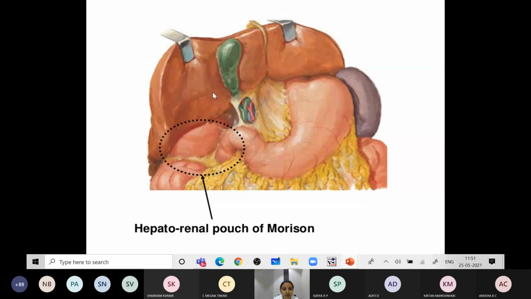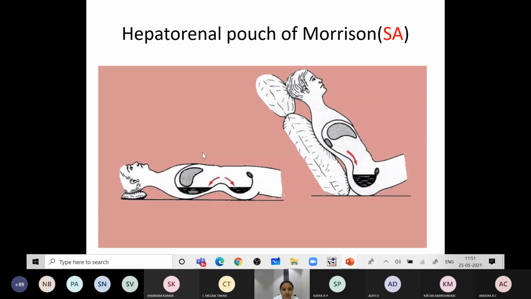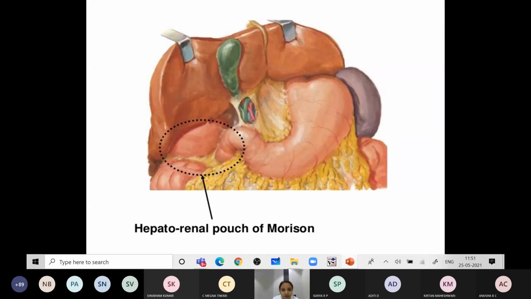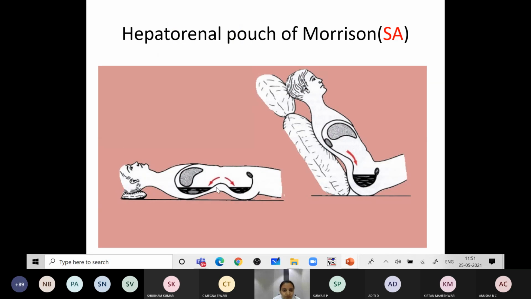This is the anterior view. The liver is reflected up, so you can see this space. Actually, it's a very small space, not very big. In the supine position, these are the dependent areas. This is the hepatorenal pouch of Morrison, where the fluid gets collected. In the reclining position or Fowler's position at a 45-degree angle, or in the standing vertical position, the dependent area is the rectovesical pouch in case of males, and the rectouterine pouch of Douglas in case of females.